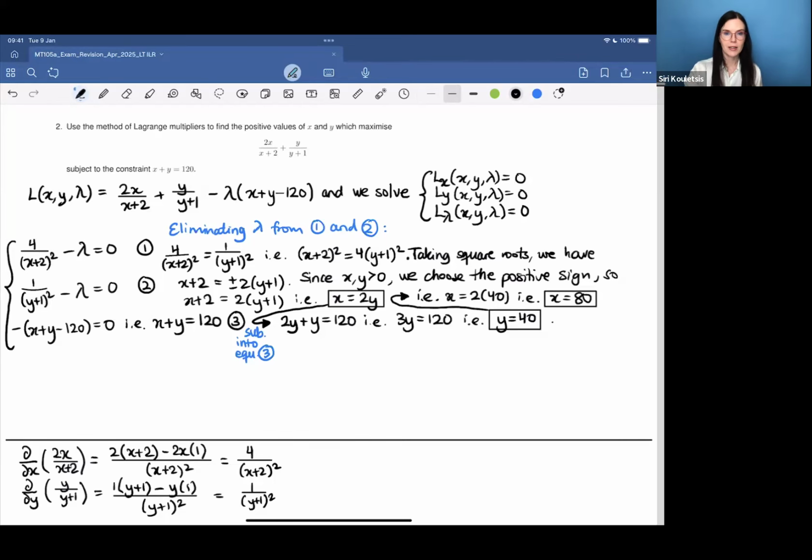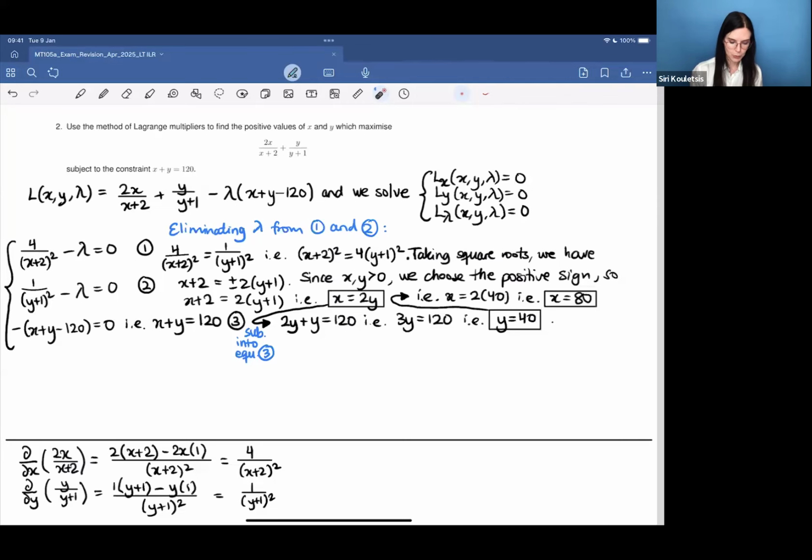And if we wanted, we can write a line that these are the two values of x and y that maximize the given expression subject to the constraint that x plus y must equal 120, which you can indeed see here that 80 plus 40 is 120. Now, so far so good.